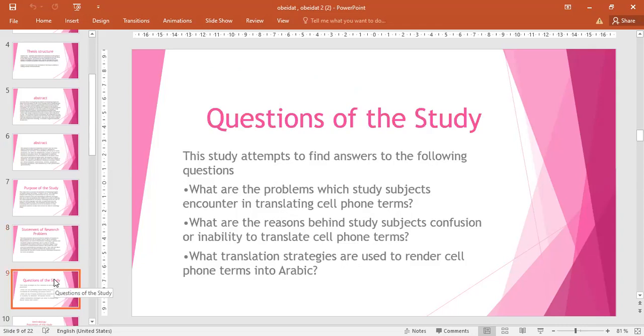For the questions of the study, this study attempts to find answers to the following questions. What are the problems which study subjects encounter in translating cell phone terms? What are the reasons behind study subjects' confusion or inability to translate cell phone terms? What translation strategies are used to render cell phone terms into Arabic?